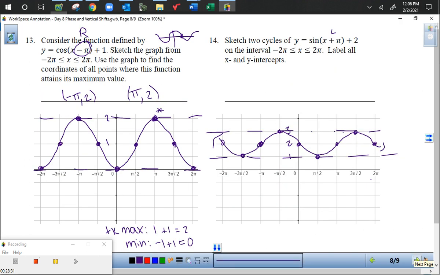All right, on this one it just asks us to label the x and the y-intercepts. There are no x-intercepts, there's only a y-intercept. It does say label it, so put it on the graph, but I'll throw it on the line as well.